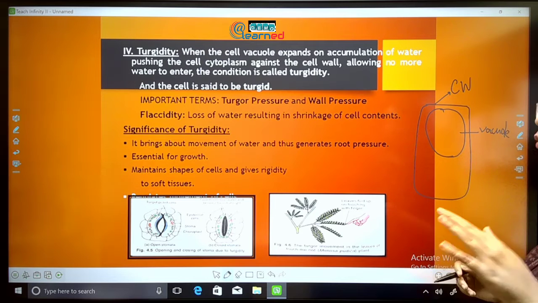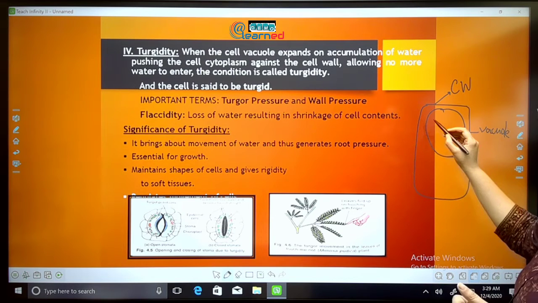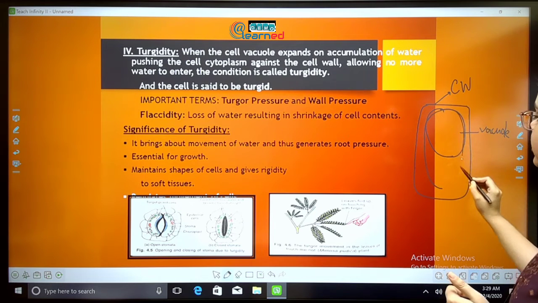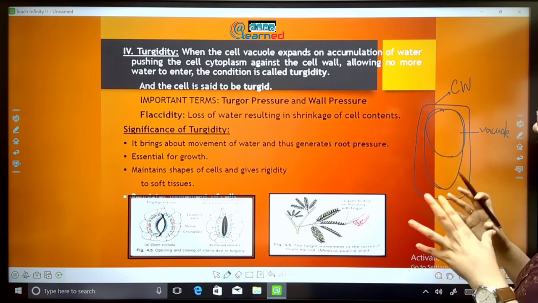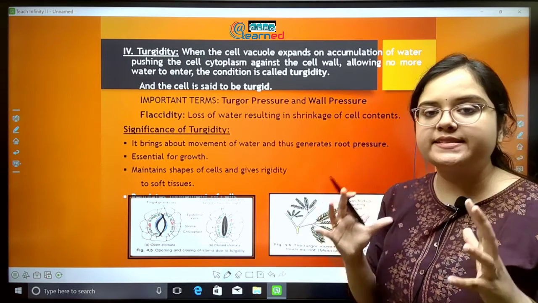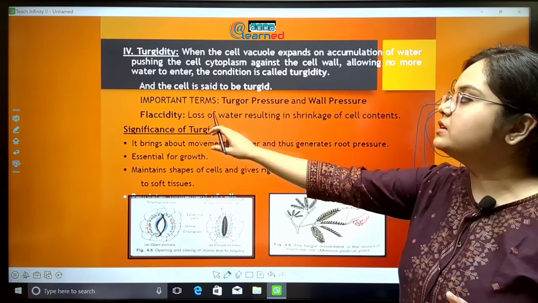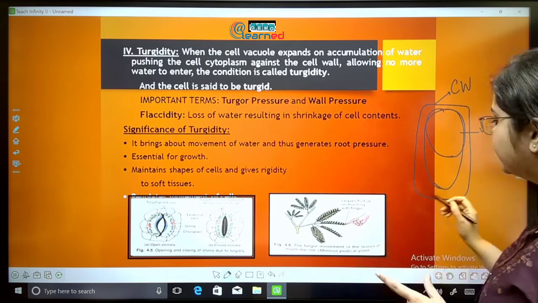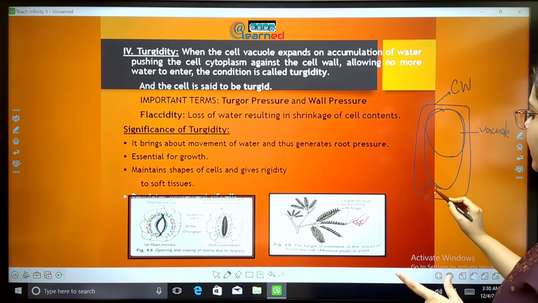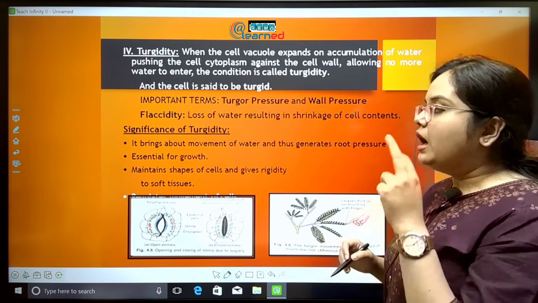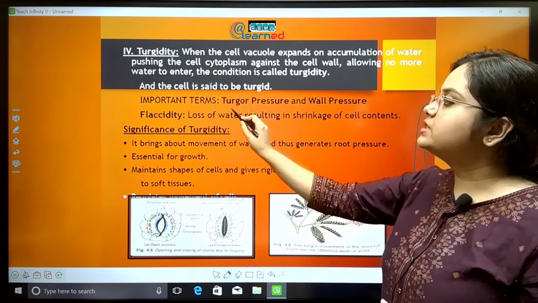Cell vacuole, the water is getting accumulated inside the cell vacuole. Cell vacuole is gradually enlarging, and when it is totally turgid, when it is enlarged to its highest level, that is known as turgid. The cell is then said to be a turgid cell. It cannot swell any more.